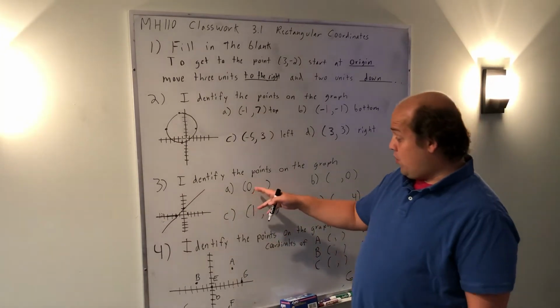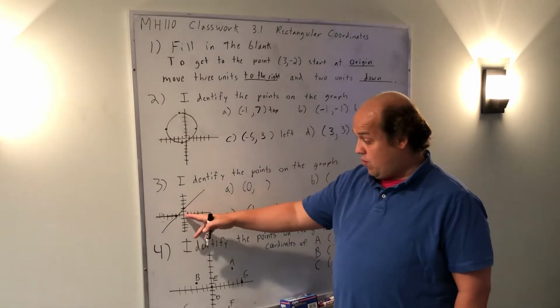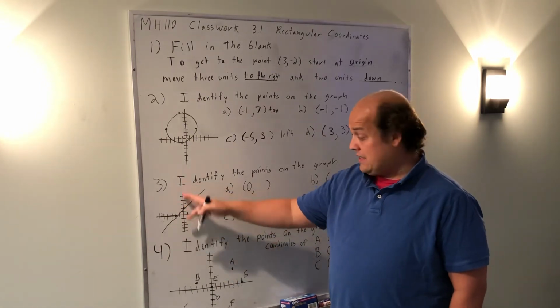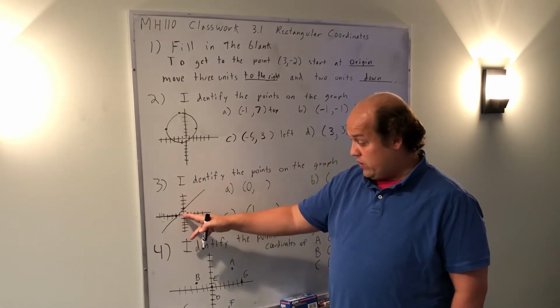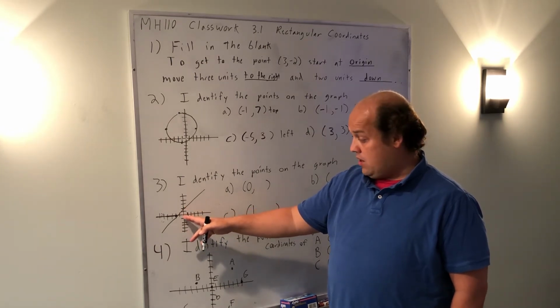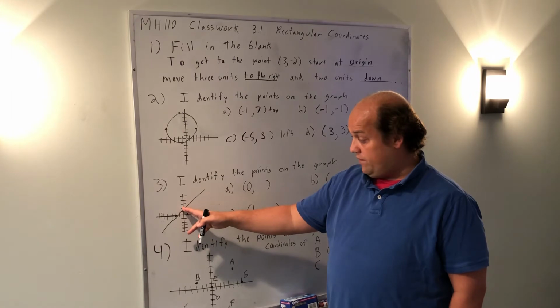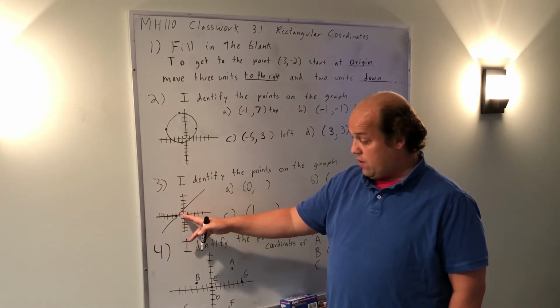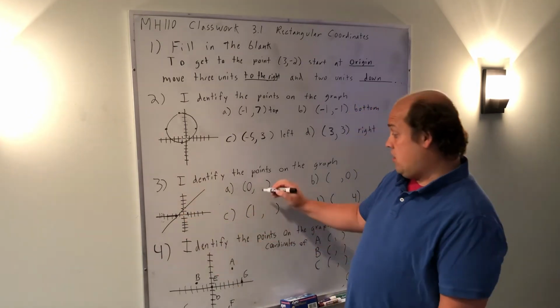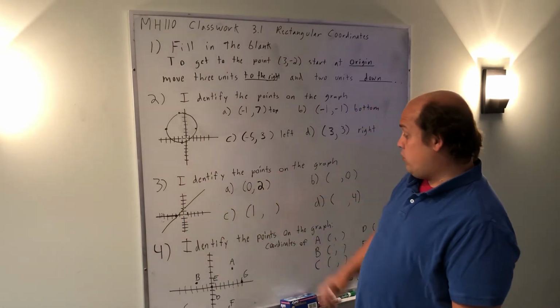So the first one, when I don't move any to the left or right, where is the line in the y direction? So here's me not moving any left or right. I see the line up here. The line's at a y-coordinate of 2, because from the origin I went up 1, 2, after going 0 left or right. So the first point is (0, 2).